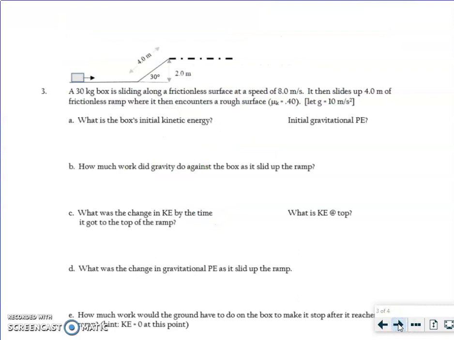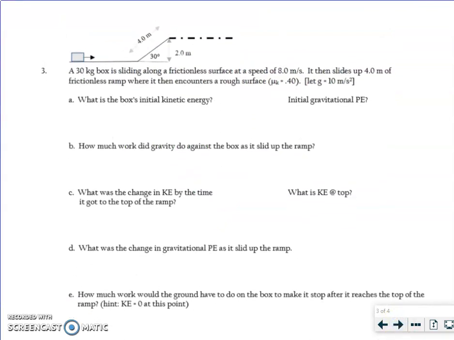So here's a nice numerical problem looking at a bunch of things. We got a block initially moving with a speed of 8 meters per second. It goes up a ramp of a certain length and a certain height, and then it hits some rough area here. And so the easiest way to do these problems is simply to look at the different types of energy. So it asks what's the initial kinetic energy, 1/2 mv squared. So we have 1/2 of 30 is 15, 15 times 8 squared. I don't know off the top of my head. I guess I should have my calculator somewhere, but I assume you can do that.